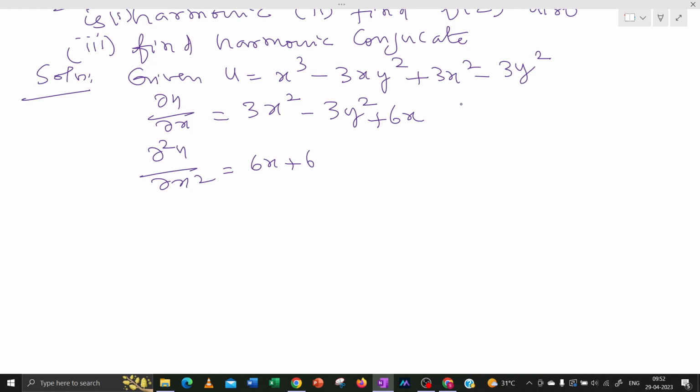Similarly, what is ∂u/∂y? ∂u/∂y is minus 6xy minus 6y. So ∂²u/∂y² equal to minus 6x minus 6.